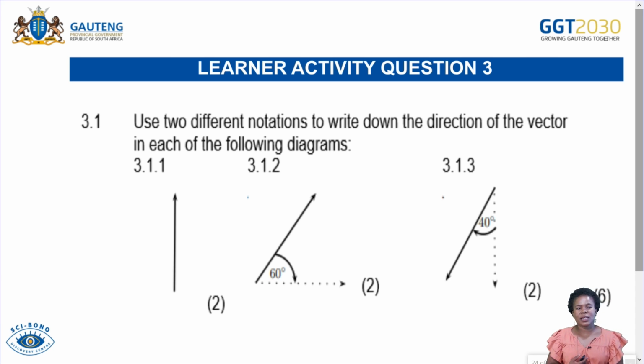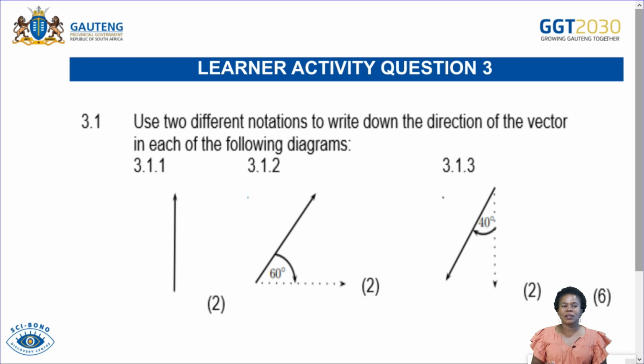Question number 3. Use the two different notations to write down the direction of the vector in each of the following diagrams. Just to remind you of the different notations in which you can write direction, you can use your Cartesian coordinate system. You can use your bearing. You can use your compass direction. Okay?